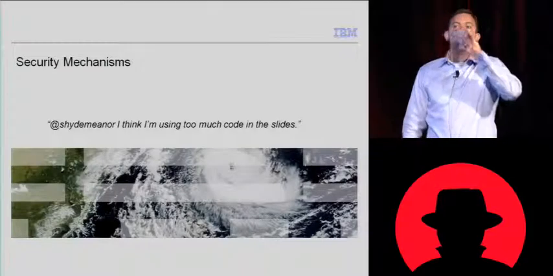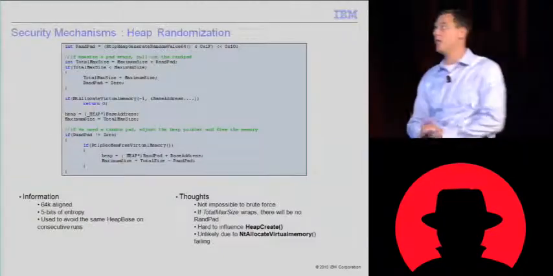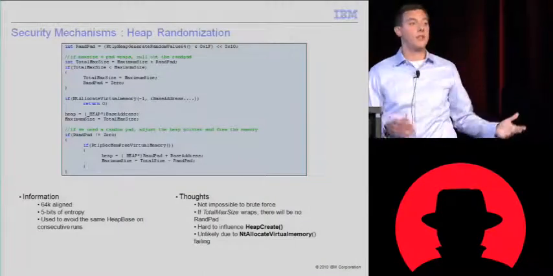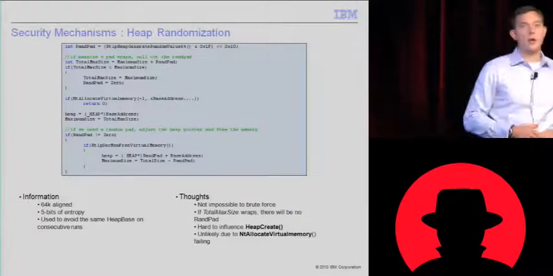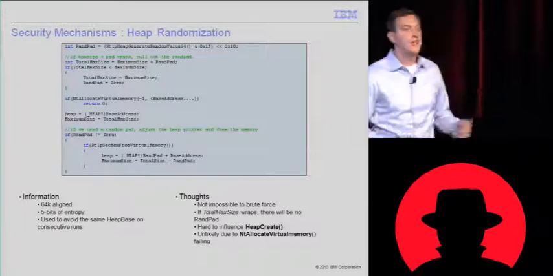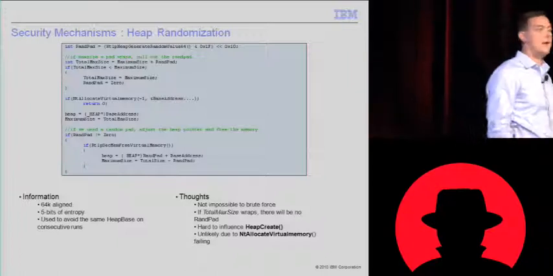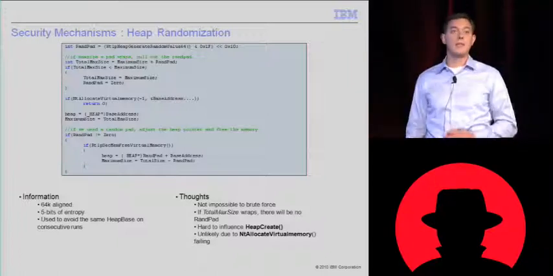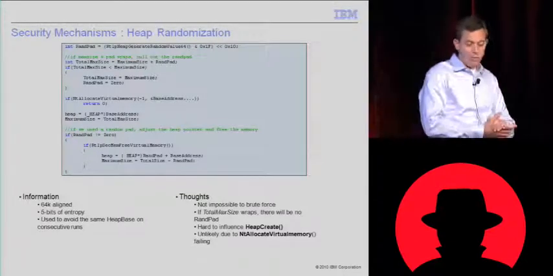On to security mechanisms. Everyone, I think, is kind of familiar with heap randomization, right? ASLR is prevalent. What they try to do is create a pseudo-random value that's 64K aligned, and they will add it to the heap base. That's to attempt to make sure the heap isn't at the same address on every iteration.